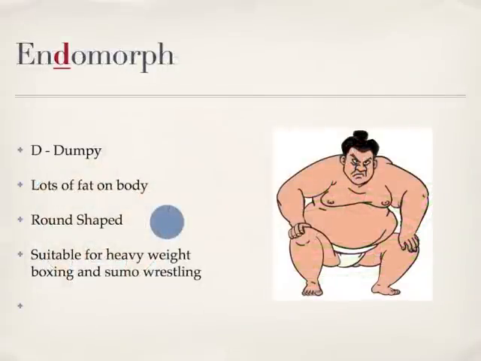An endomorph. D in endomorph means dumpy. There's lots of fat on the body. They're a very round shape and they're suitable for heavyweight boxing, sumo wrestling and sometimes even a forward in rugby union because they need their great body mass for extra power in those events.